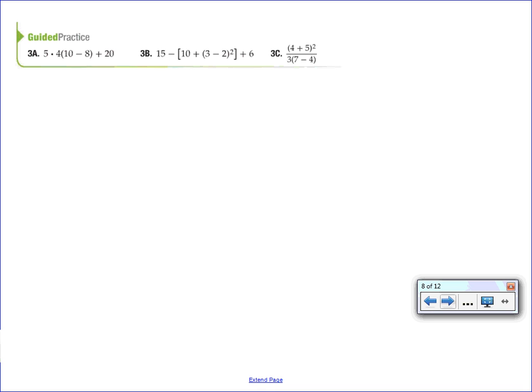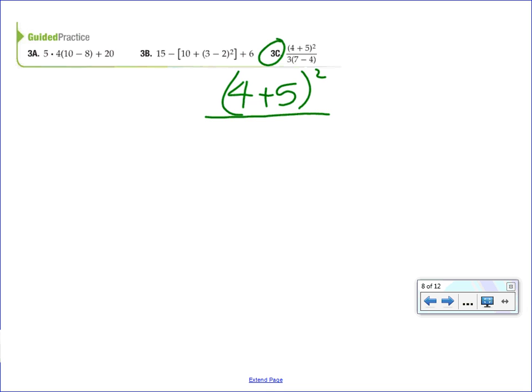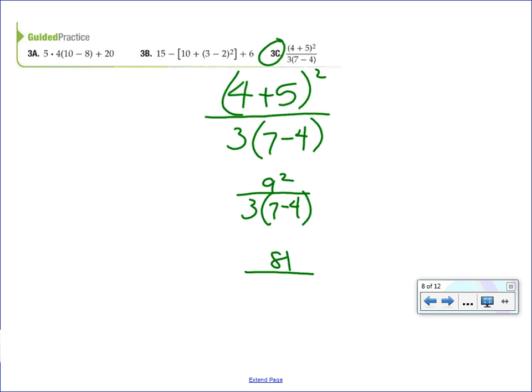Here we go. Here's one up here. We're going to do this problem here. 4 plus 5 squared over 3 times 7 minus 4. All right? So we'll do our numerator first. 4 plus 5 is 9 squared over 3 times 7 minus 4. 9 squared is 81. 7 minus 4 is 3 times 3. That would be 81 over 9.